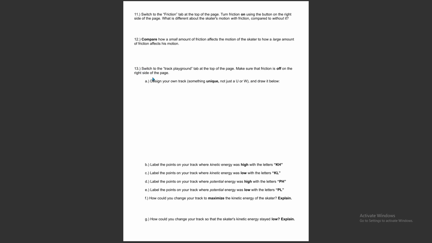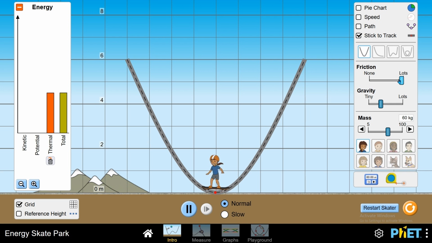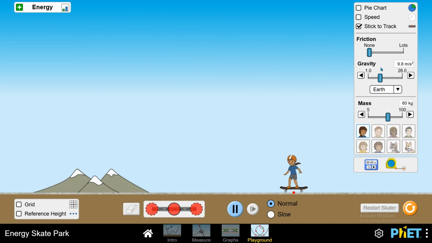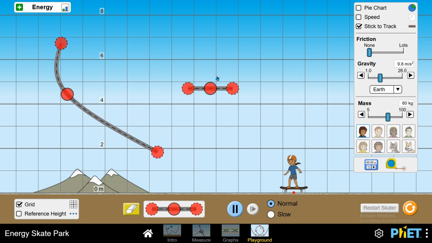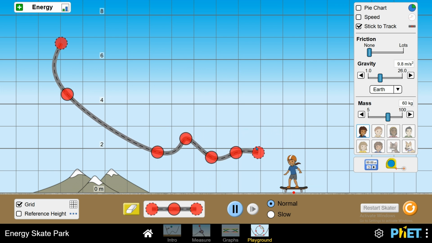Now in 13, you're going to have to change your track and turn off friction. So to do that, they want you to go to the Playground tab, and they want you to make sure that friction's off or down. Now in this one, you build your own track, whatever you want, does not matter as long as your skater can ride it. It does not have to look like this, look like anything you want. So you build your own track.